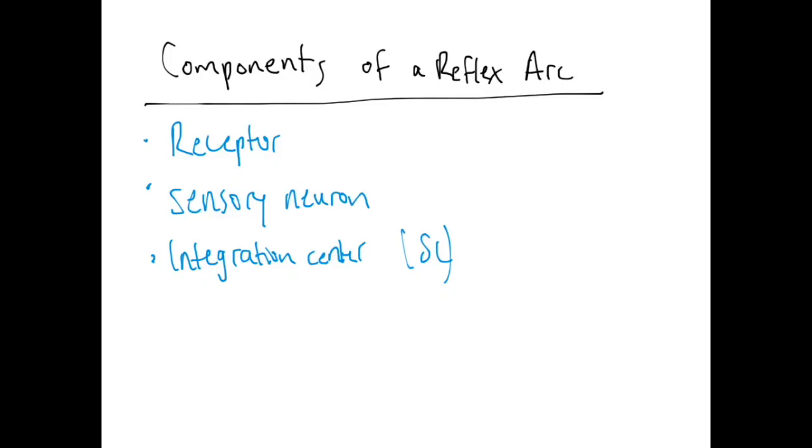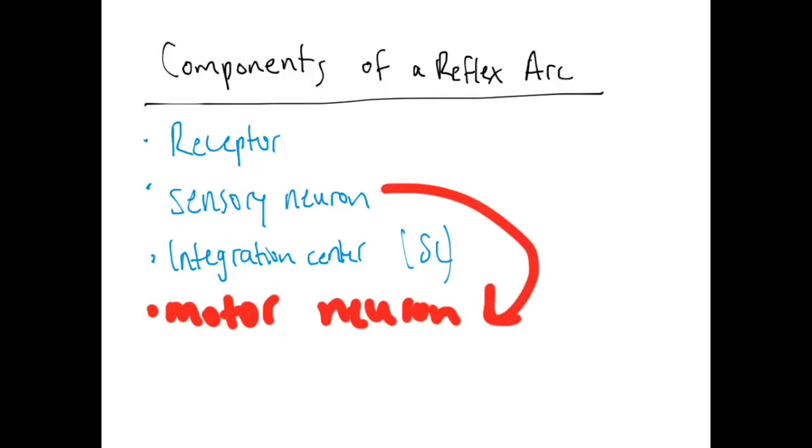And then that's going to synapse with a motor neuron. And you may have some synapse with an interneuron between the sensory and motor neuron, and we'll give some definitions to what that would be called in a minute. And then that motor neuron's signal is going to be delivered to an effector organ.